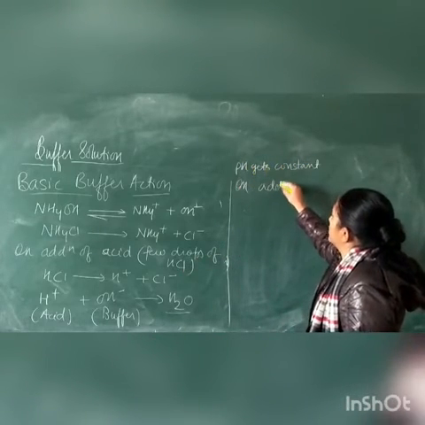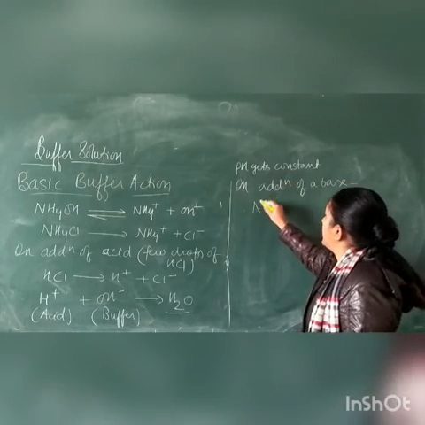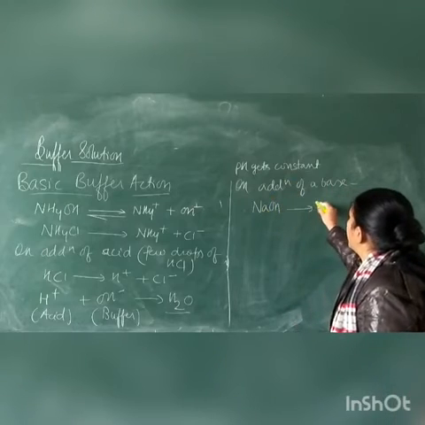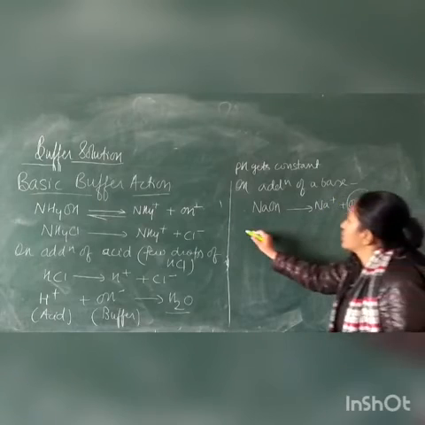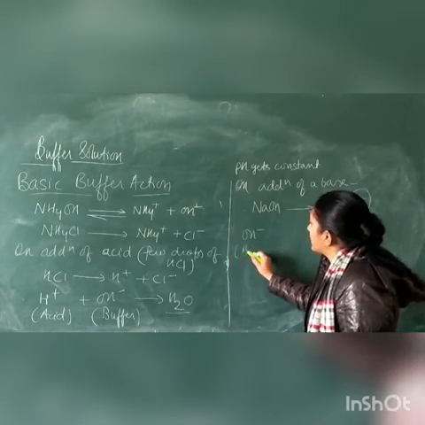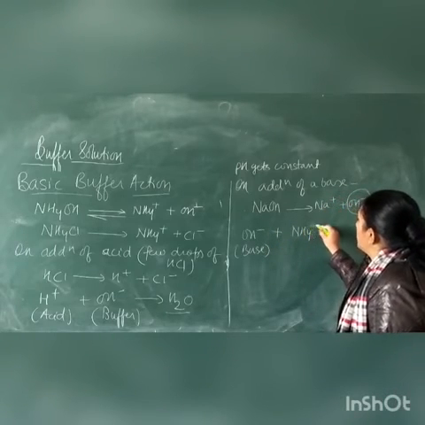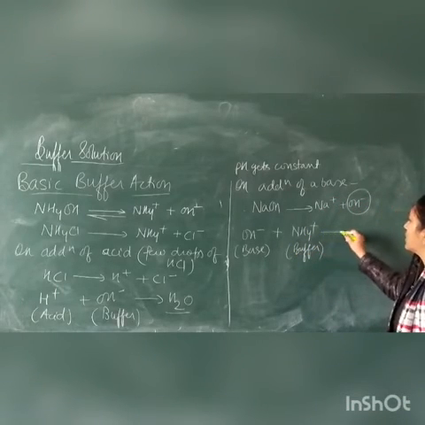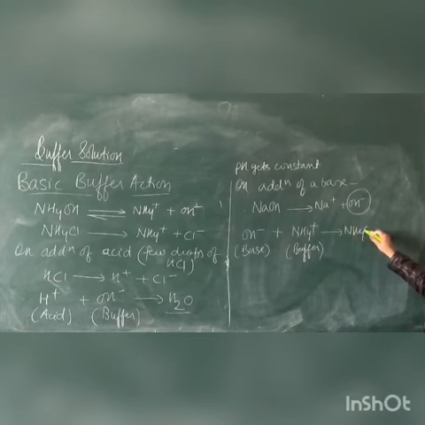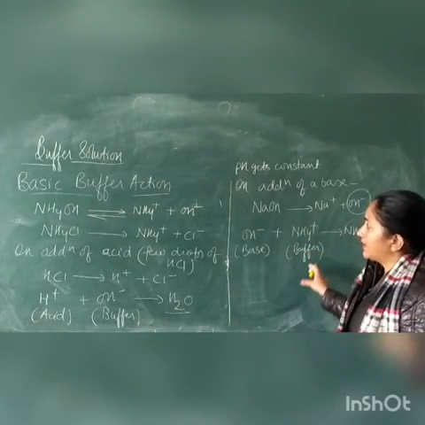Now on addition of a base, right, let it be NaOH, two drops have been added, so it is giving hydroxyl ion, right? So the hydroxyl ion from the base will be consumed by the ammonium ion. This is from the buffer solution and will form NH4OH. So the ammonium hydroxide is already present beforehand. So here the pH will again stay constant.